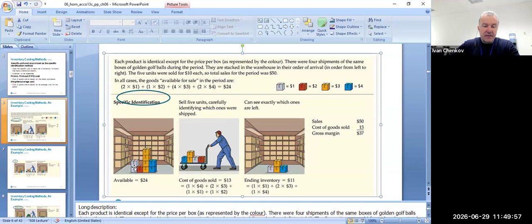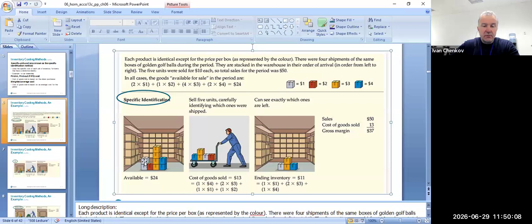Now, first one is specific identification. We have all those different boxes available. So when the client comes, he's going to say, I want one blue and I want one yellow. How much is the cost for him? For him, we're going to charge the price, but how will we know which one cost us what? We already know the blue one, since they're 2 times 1, the blue one cost us $1, and the yellow one cost us $3.